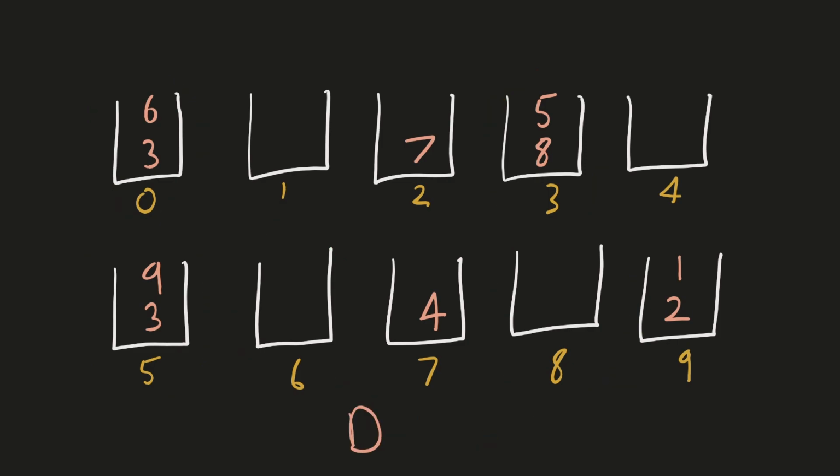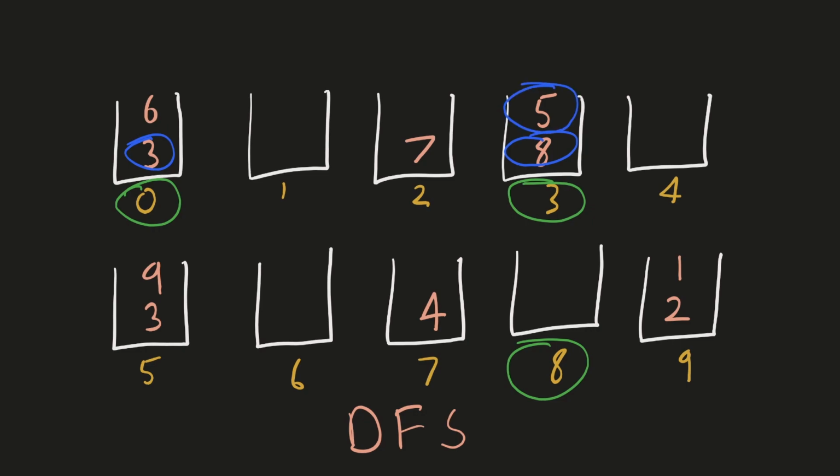Now let's look at the depth first search approach. We are given that our room 0 is unlocked. We'll use the first key inside it. So now we'll unlock room 3 and we'll use the first key inside it. Using that we'll unlock room 8. We find that there are no keys inside, so we'll stop. We came here through room 3, so we'll go back there and use the next available key.